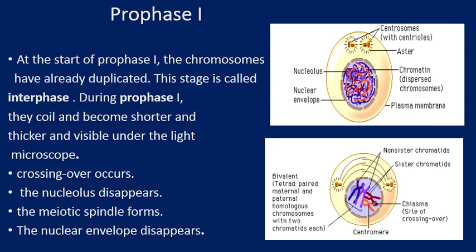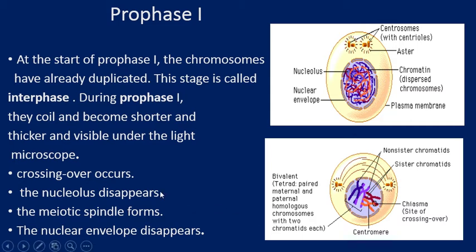Now come to number 1, and number 1 phase is prophase. So prophase, it is our longest phase of meiosis. It can be subdivided into leptotene, zygotene, and then pachytene, diplotene and diakinesis. So these are the phases of prophase 1.